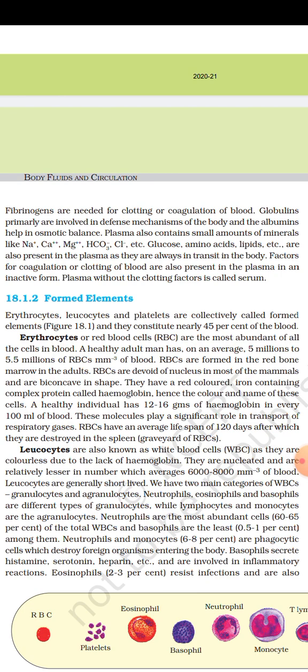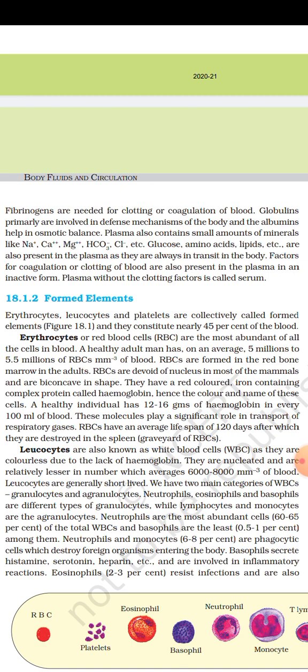Now, formed elements. Erythrocytes, leukocytes, and platelets are collectively called formed elements, and they constitute nearly 45% of the blood. Erythrocytes or red blood cells, RBCs, are the most abundant of all the cells in blood. Healthy adult men have, on an average, 5 million to 5.5 million RBCs per cubic millimeter of blood. RBCs are formed in red bone marrow in adults. RBCs are devoid of nucleus in most of them and are biconcave in shape.